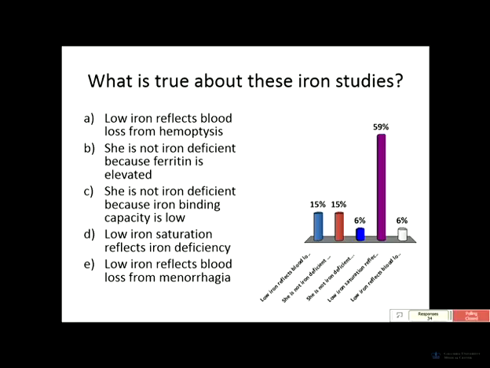So importantly, most of you said low iron saturation reflects iron deficiency. Can anyone explain why that might be the case or why that's not the case? Or should I just do the talking? All right.